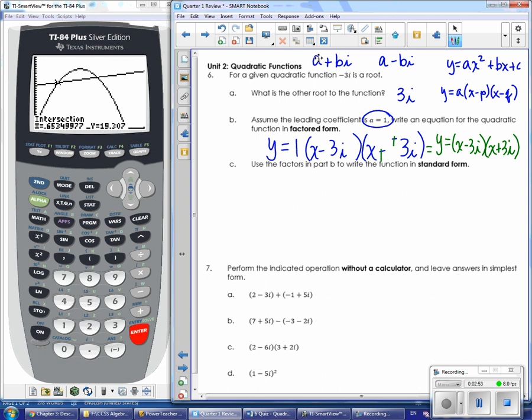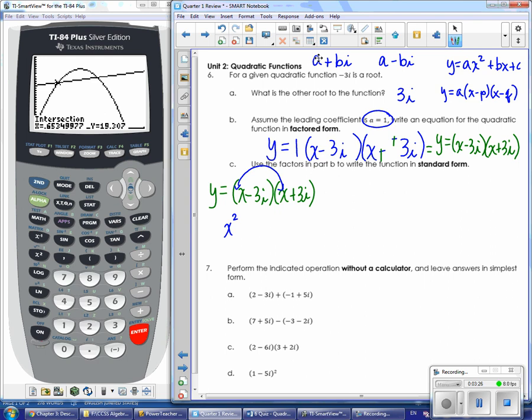In letter C, it says to use the factors in part B to write the function in standard form. Well, for standard form, all we're doing is simplifying the expression. If I'm multiplying these two factors together, I just need to distribute all the terms in one factor to all the terms in the other. There's two ways you can do this. Most of you are familiar with FOIL. So if we have y equals x minus 3i times x plus 3i, FOIL stands for multiplying the first terms together. That would be your x's, and if I multiply them together, I get x squared.